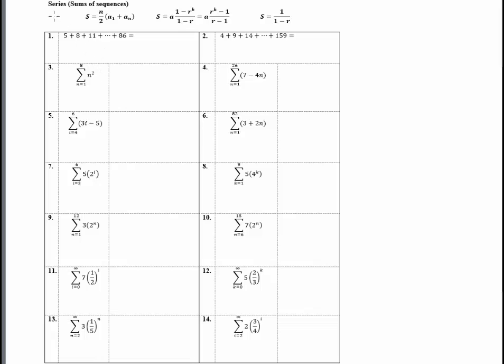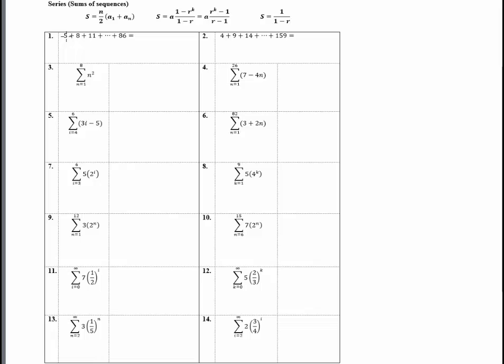So here we are with series, which are sums of sequences. So we're going to take the sequence and sum it up. And we have three formulas that we're going to refer to. This is arithmetic sequence. This is the geometric sequence that stops. And this is geometric sequence that never stops, ever. So let's go ahead and give this a try.